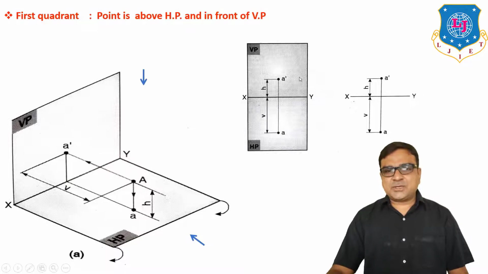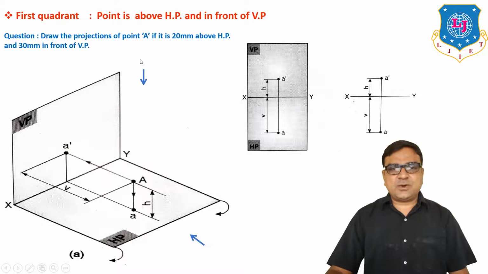These are the projections on a particular plane, but generally in drawing we will draw in the form of this drawing, only XY, which represents the horizontal plane as well as the vertical plane. When you observe the front view, XY is HP; for the top view, XY is VP.